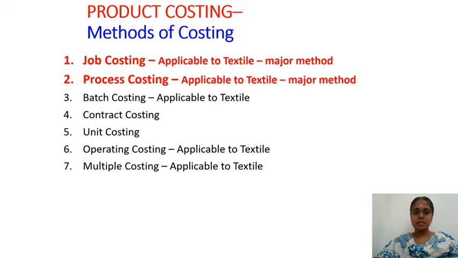So these were the methods of costing which we saw earlier, job and process costing. All other methods of costing have job or process costing as their base. For example, batch and contract costing has job costing as base. And in multiple costing, you have a combination of job and process costing. The operating costing is based on process costing as well as the unit costing.